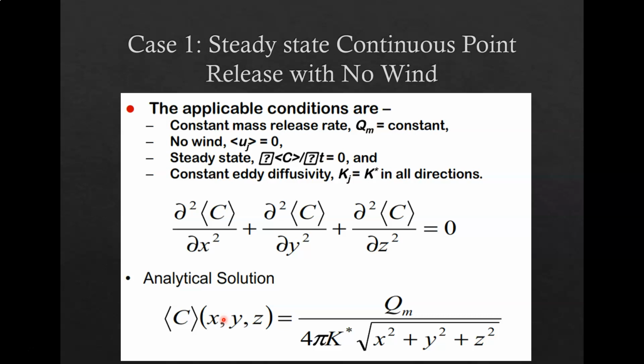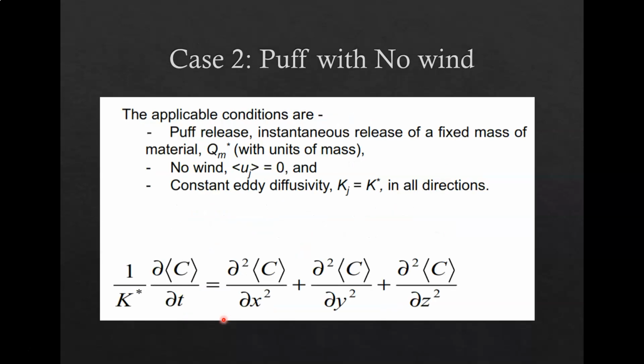We will look further at the relation to case 2. This case 2 is a puff with no wind. So the applicable conditions are related to the puff release, an instantaneous release of a fixed mass of material, QM star. No wind. Still no wind, just like case 1. So the wind velocity is 0 and constant eddy diffusivity, Kj is equal to K star in all directions.